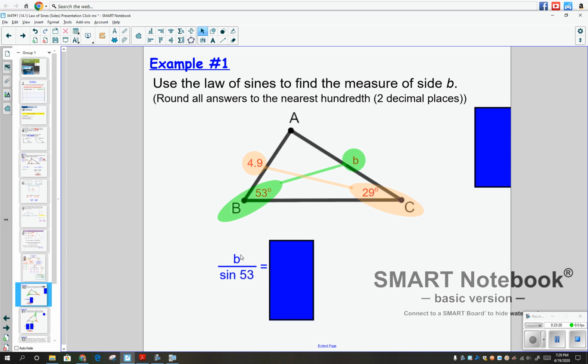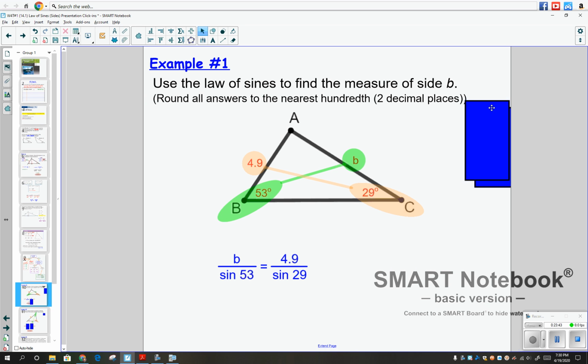Because I have one variable, my other ratio cannot have a variable. That's why I'm using this other opposite pair, which involves 4.9 and 29 degrees. I'm going to put the side on top, because if the side's on top in the left ratio, the side has to be on the top on the right. So I'm going to put 4.9 in the top, and that is going to be over sine of the angle, and the angle measures 29 degrees.